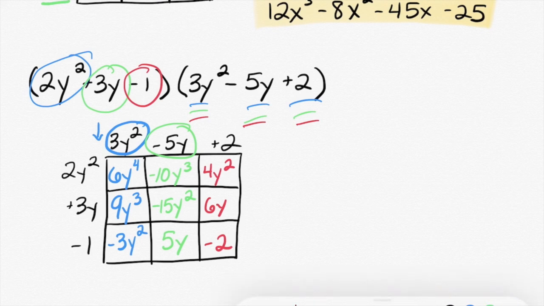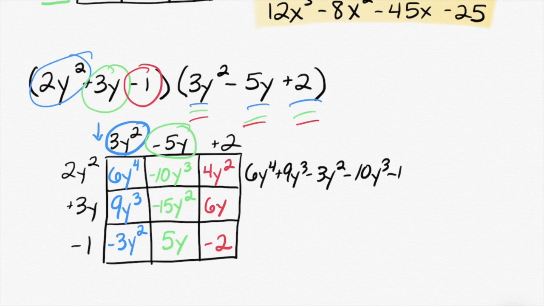So my answer is 6y to the fourth plus 9y cubed minus 3y squared minus 10y cubed minus 15y squared plus 5y plus 4y squared plus 6y minus 2. I'm just rewriting what's already on there. Yeah. I think I got the answer.